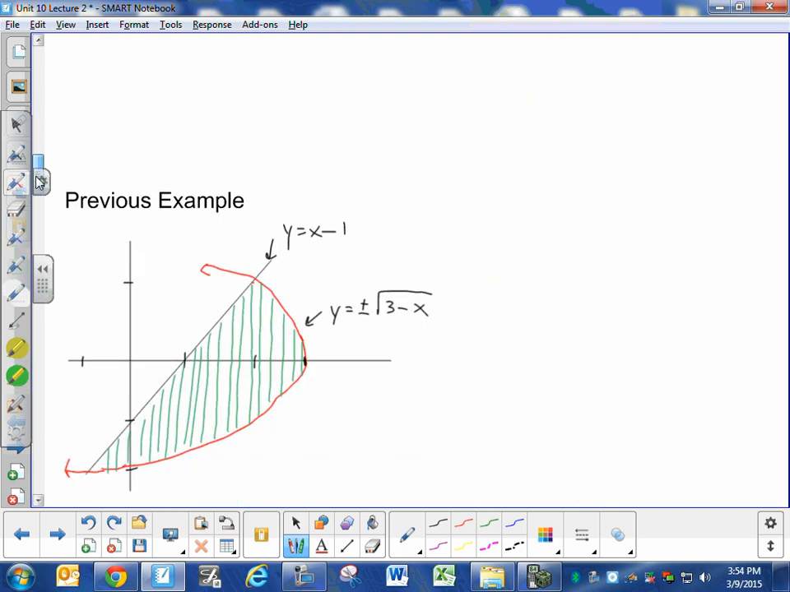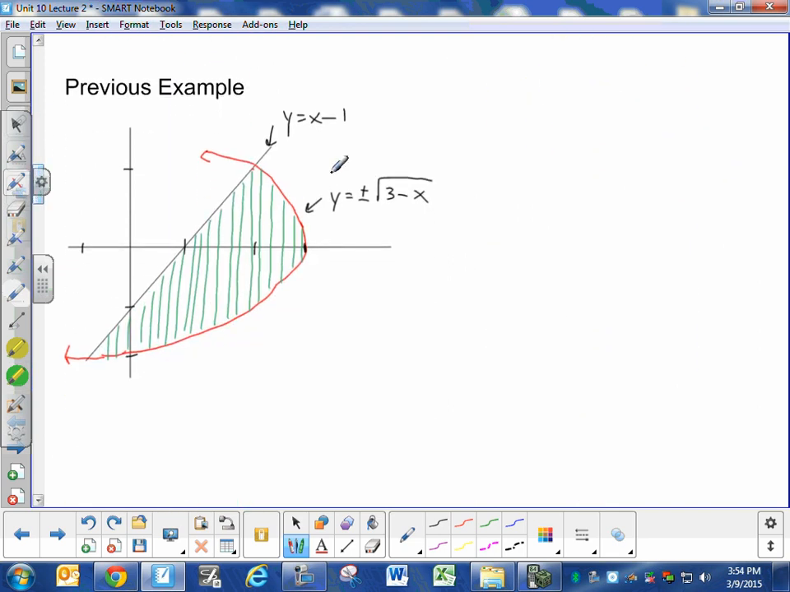Okay, so let's look at this previous example. Let's figure out a different way to find the area of this region. Okay, well, I know this is y equals x minus 1, and this is y equals x plus or minus root 3 minus x. Well, if I wanted to do it with respect to y, I'd have my rectangles going this way.